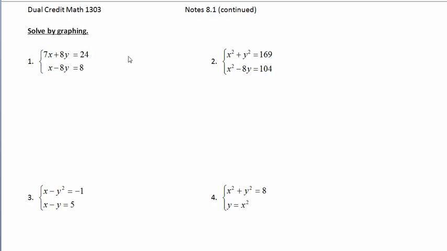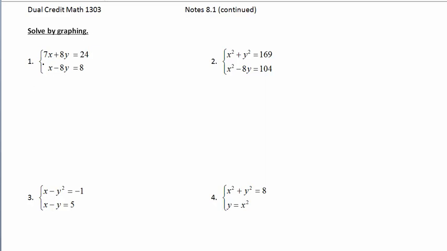We're going to continue with notes 8.1. We're going to continue solving systems of equations. This time we're not going to use the technique of substitution, we're going to use the technique of solving by graphing. So if you're going to use your graphing calculator, we've got to take all these equations and solve them for y equals to get them calculator ready. Then we're just going to insert the equations into the calculator and set an appropriate window that will allow us to do second calc, option 5, and find the intersections.